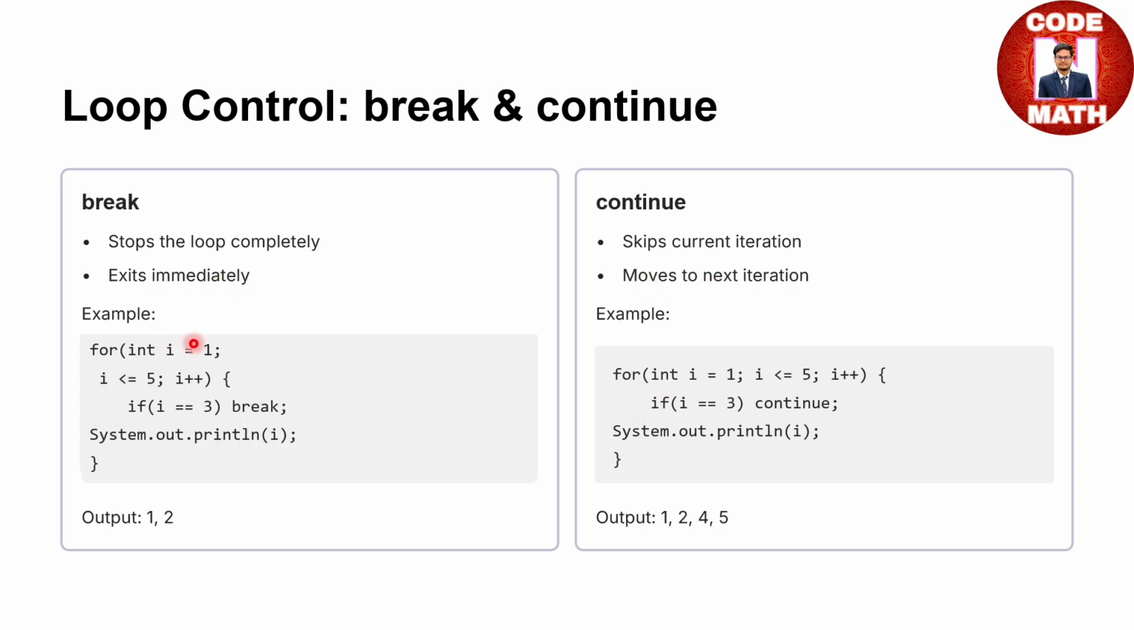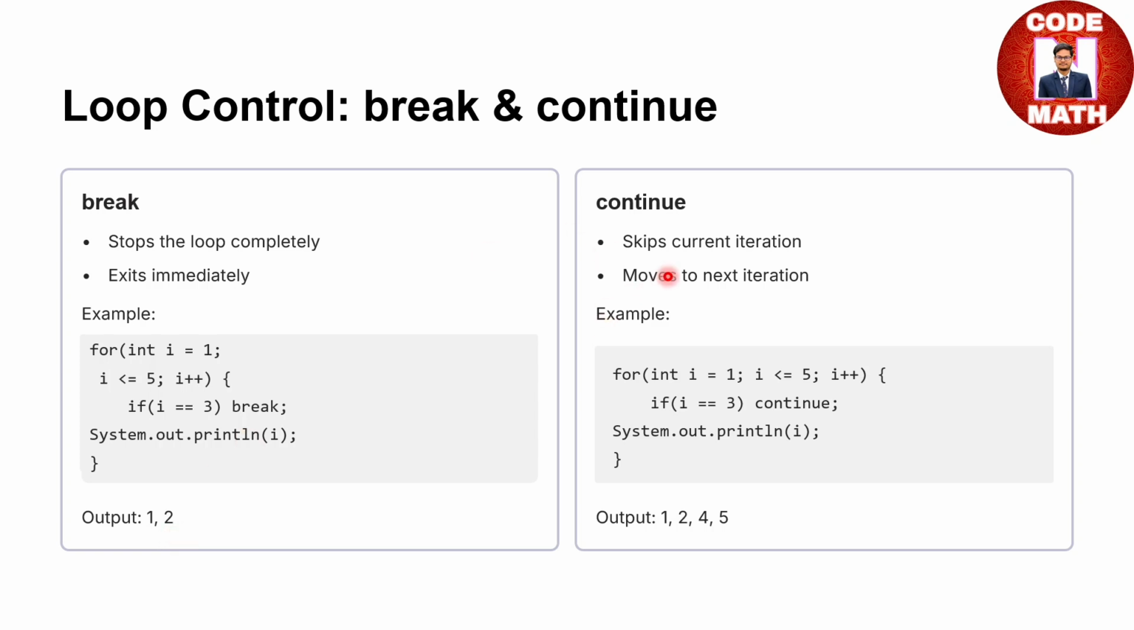As we can see here, when we use the break, when i equals 3, then it will break the statement, means further execution is not going to take place in this loop, right? So the output will be 1 and 2, because when it comes to 3, it breaks, so it is not going to execute further. So in this way the output is only 1 and 2.